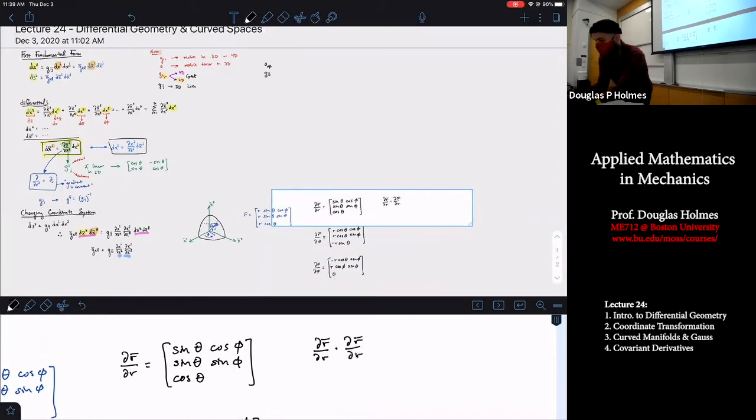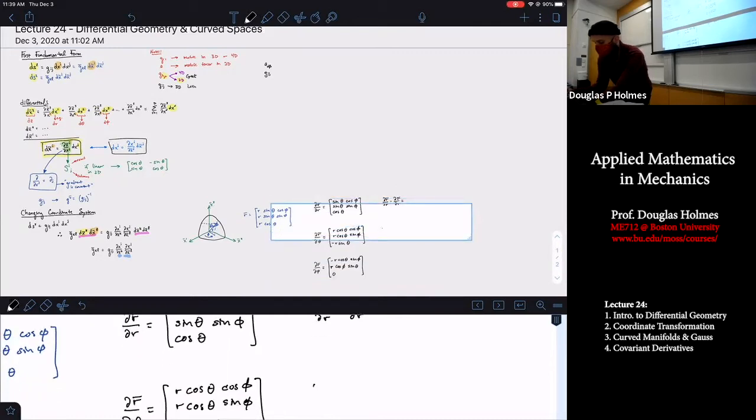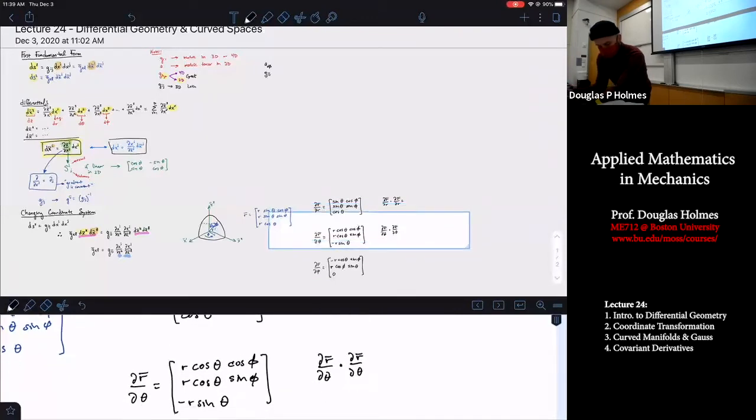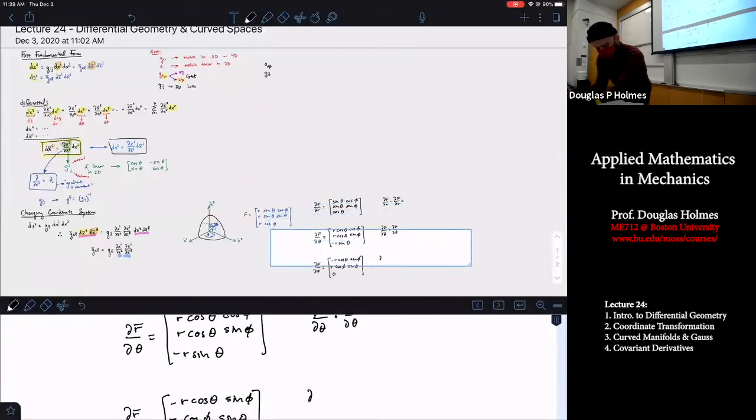And I'm going to save you the trouble and tell you that if you dot the off diagonal terms into each other, you're going to get a bunch of zeros. So if I dot this thing into, for instance, dr, I'm going to get a bunch of zeros. So we only have to dot these things into themselves. And dr d phi dotted into dr d phi.